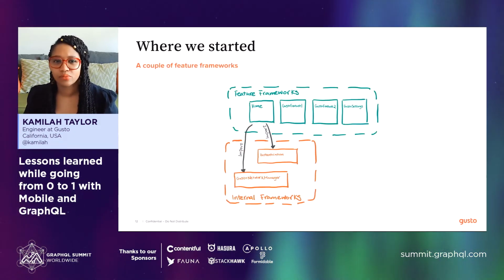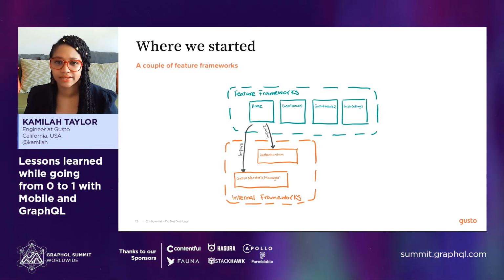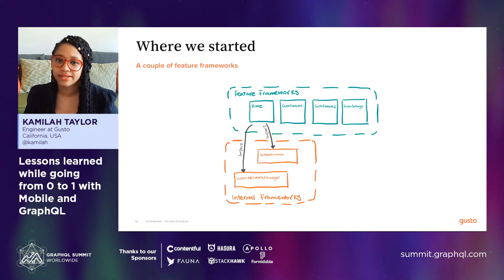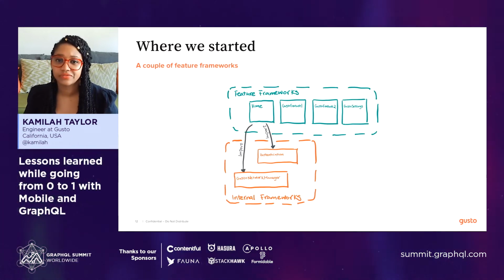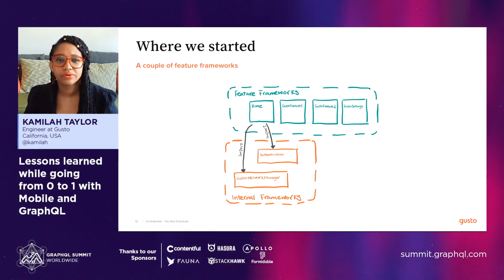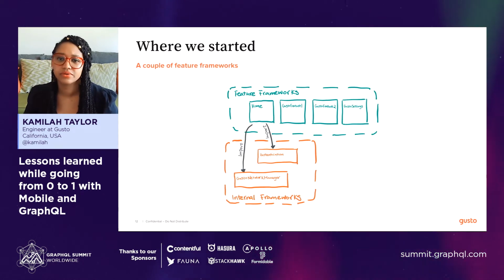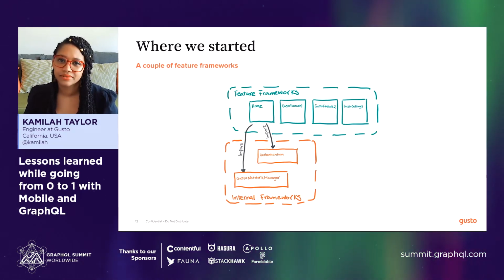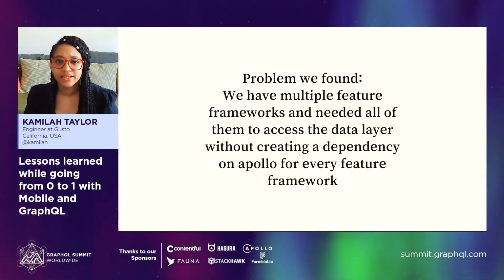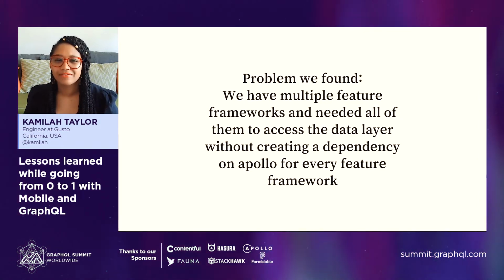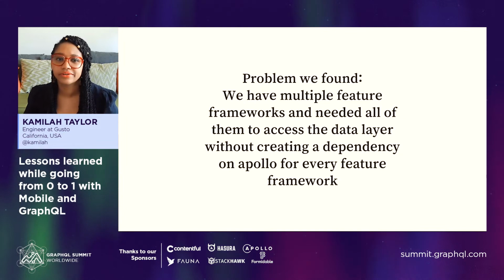Our main home framework has to handle setting up the network stack. At first, it was the only framework interacting with the networking layer, since it initiated the authentication flow. But as we started looking towards our first feature framework, we started wondering how we were going to honor our architecture principles and also pull in the Apollo client. The problem we were facing is that we were looking at a future where we'd have multiple feature frameworks, and we needed all of them to access the data layer without creating a dependency on Apollo for every feature framework.